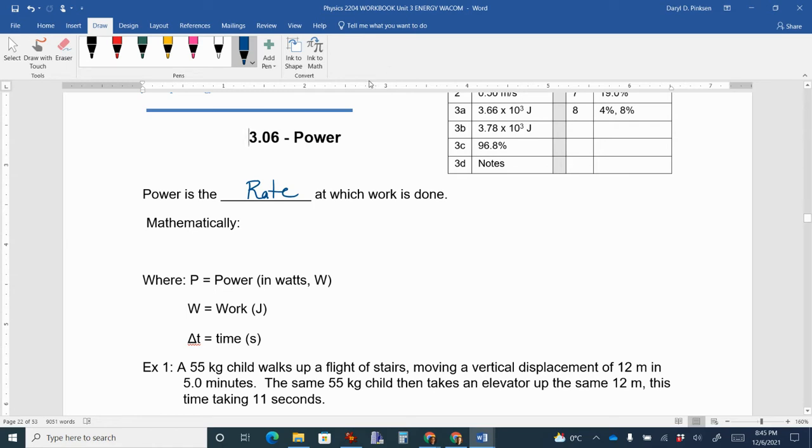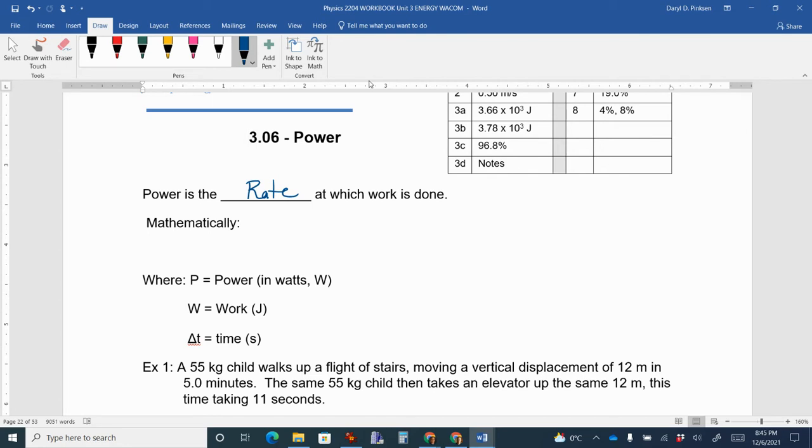Like, how fast are you doing work? The faster you can do work, the more power you have. A car that can accelerate from one speed to another speed more quickly has more power. Even though the two cars might do the same amount of work, accelerating from one speed to another speed, the one that can do it faster is more powerful, right?